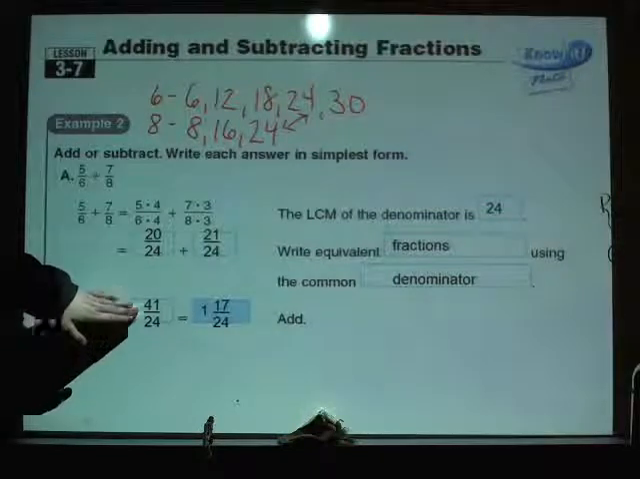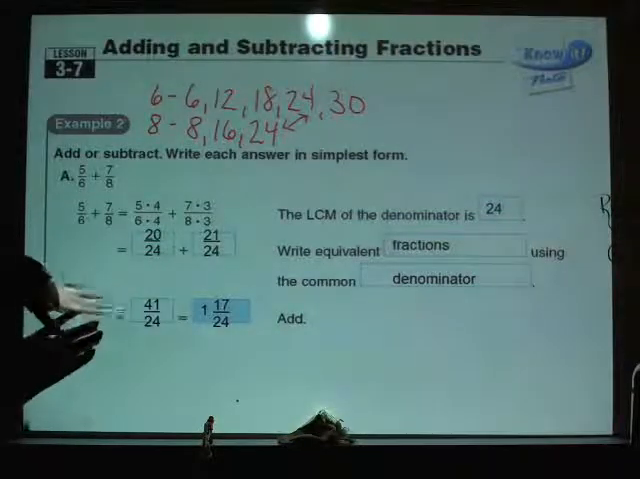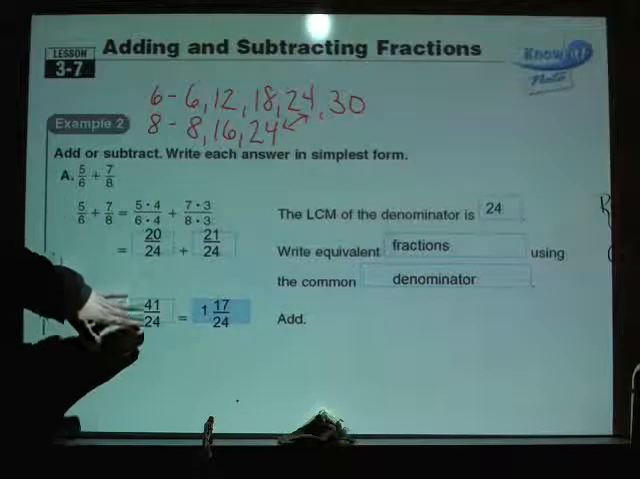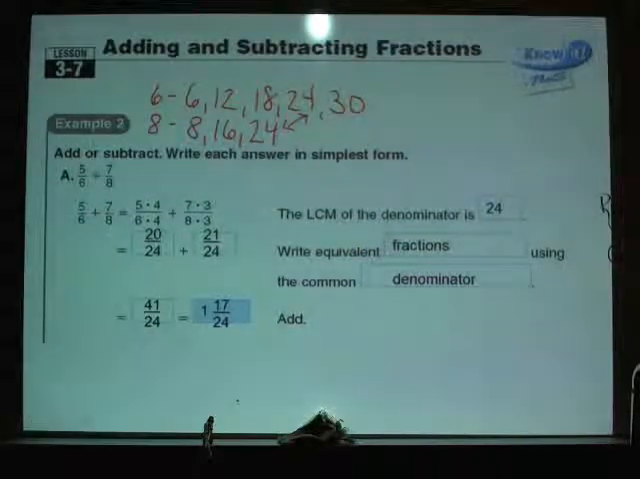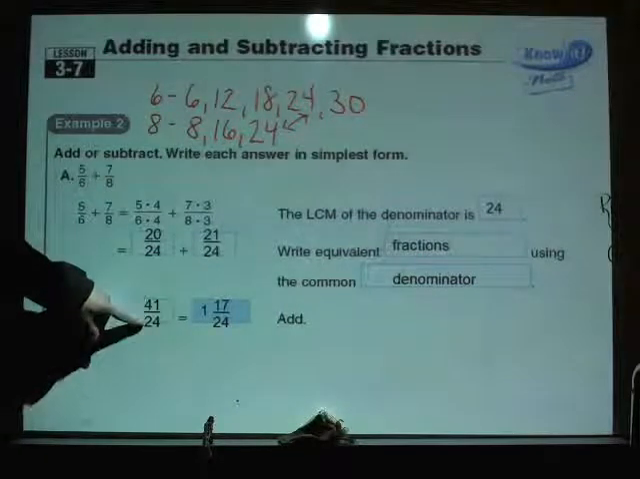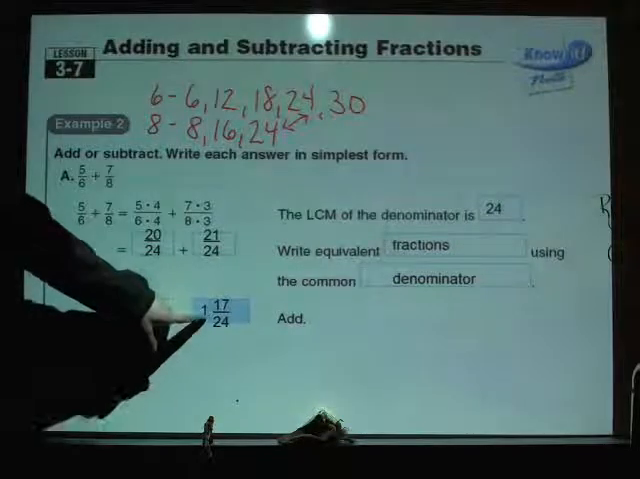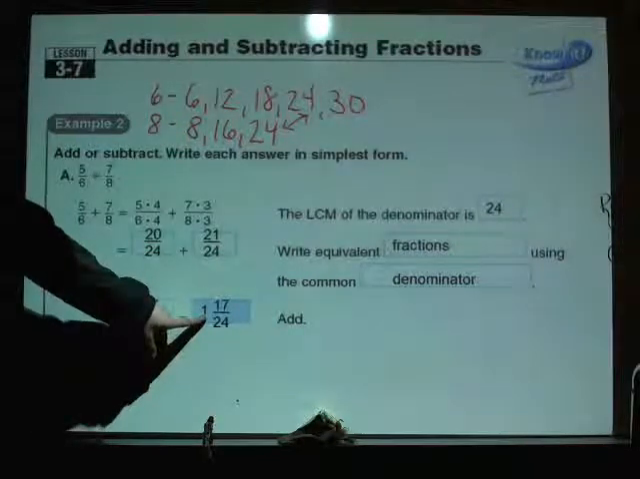41/24. Now this answer is acceptable. If you wanted to leave it like that, you could. Here they're showing you changing it into a mixed number. Remember, we've also already seen how to do that this year. You would divide 41 divided by 24, which is 1 point something. That's where the 1 comes from, the whole number part of the answer.